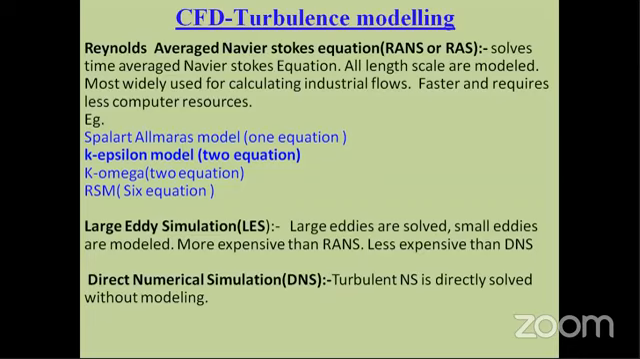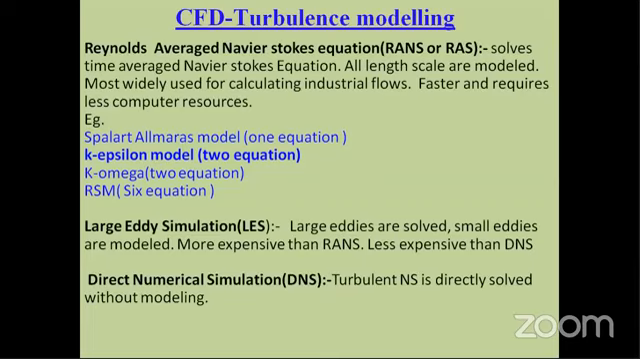Okay, so there are different turbulence models. One particular model is not suitable for all applications, so we have to select a particular turbulence model for a particular application. I will show you here. There is a one equation model, the Spalart-Allmaras, which is mostly used for external flow. And for the mechanical industry, people mostly use the K epsilon model, which is a two equation model, and the K omega model, which is also a two equation model, but it requires more cells. Then there is the six equation model, that is Reynolds stress modeling.